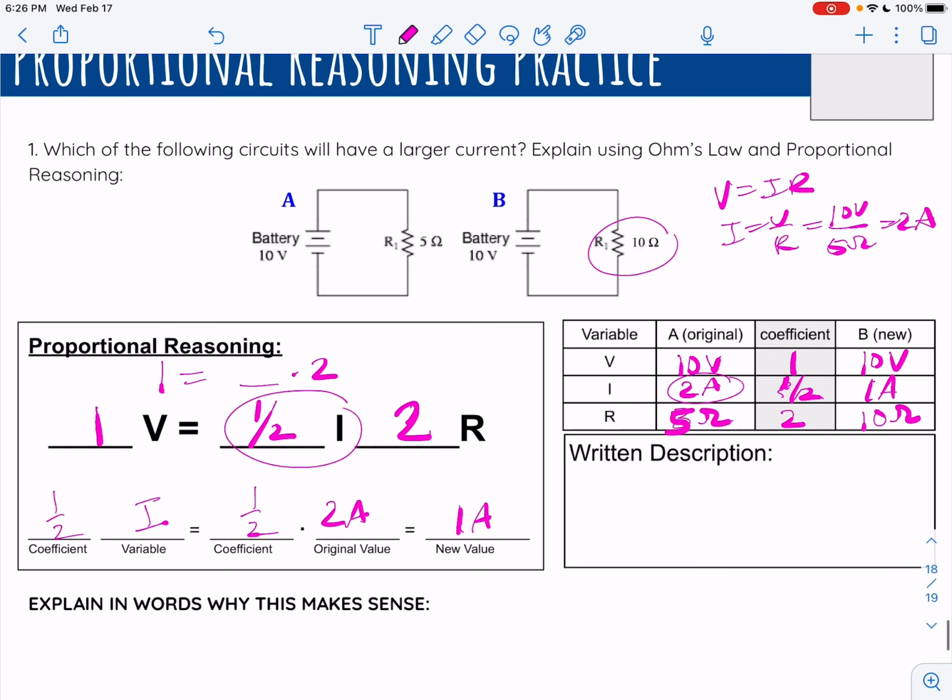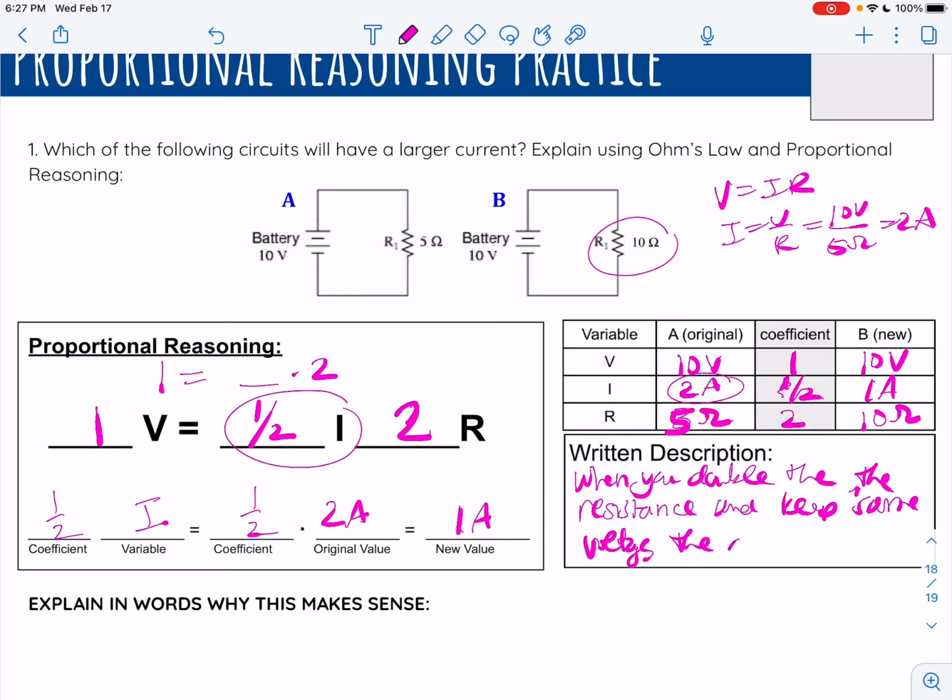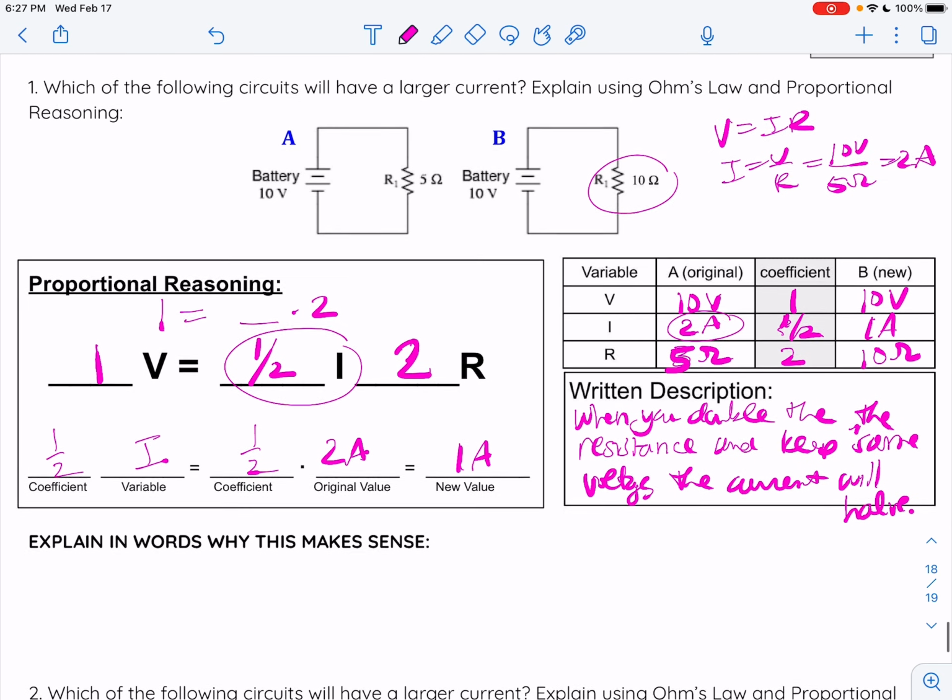Written description: when you double the resistance and keep the same voltage, the current will halve. Like that, I think. Now explain in words why this makes sense. So this is kind of back to the CERs.